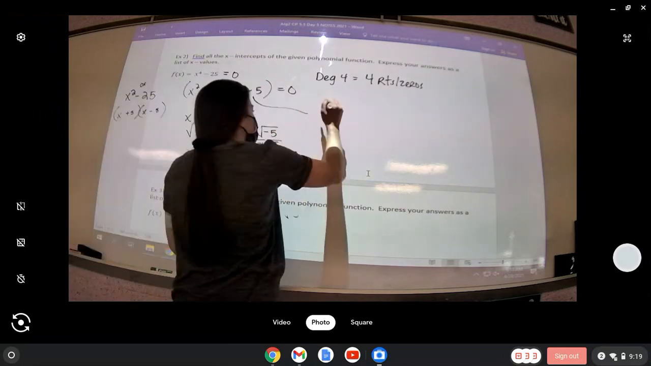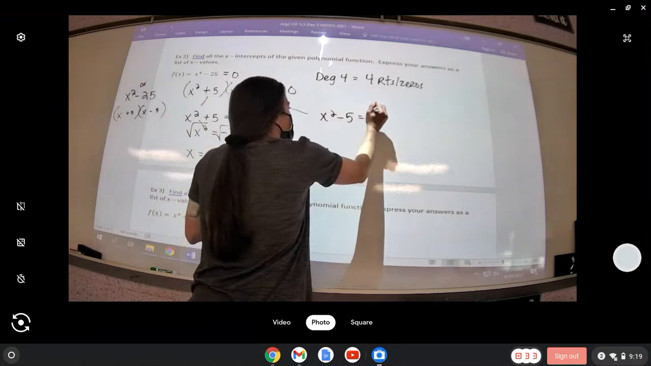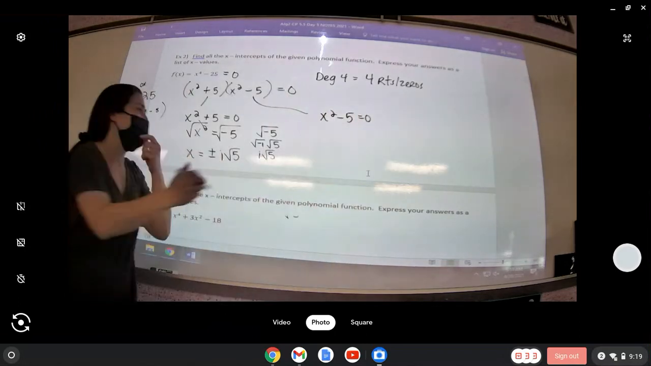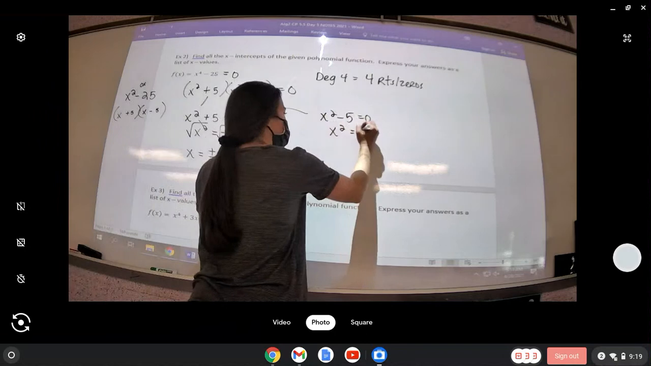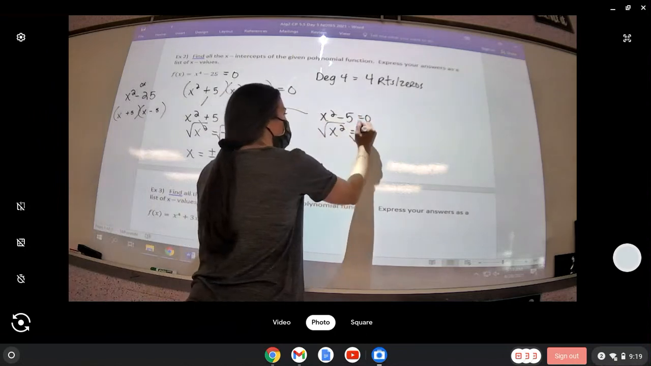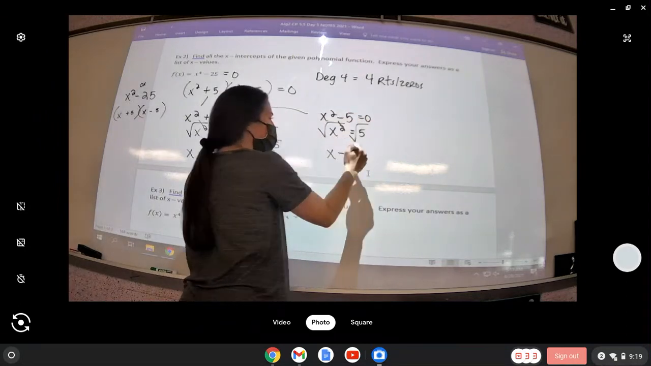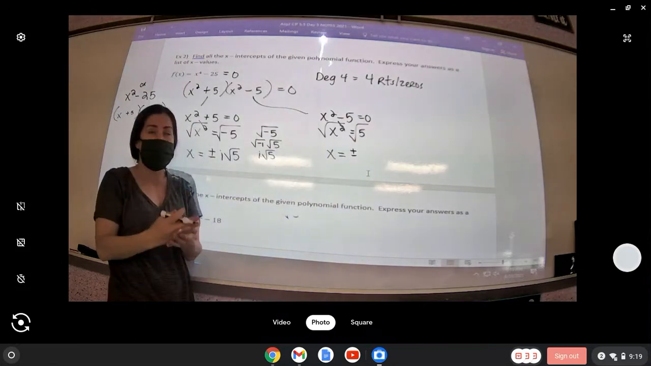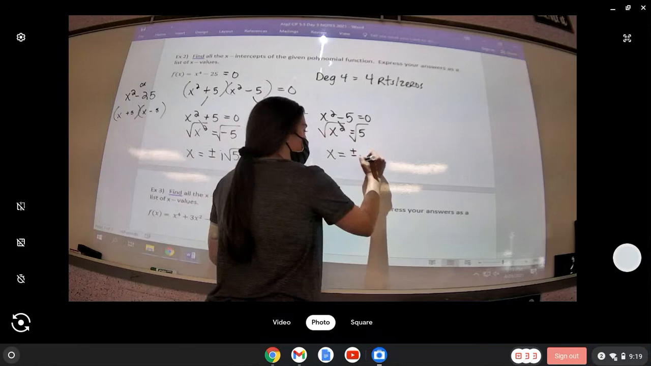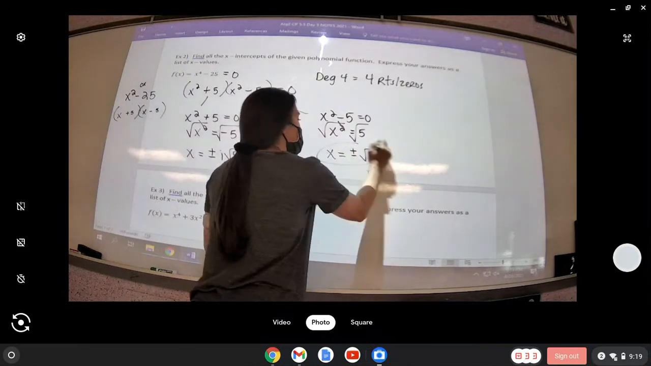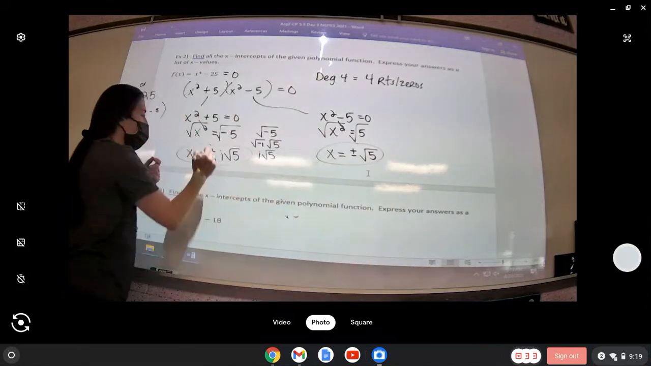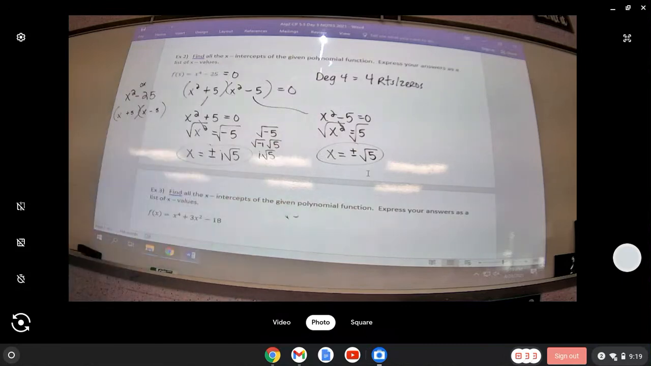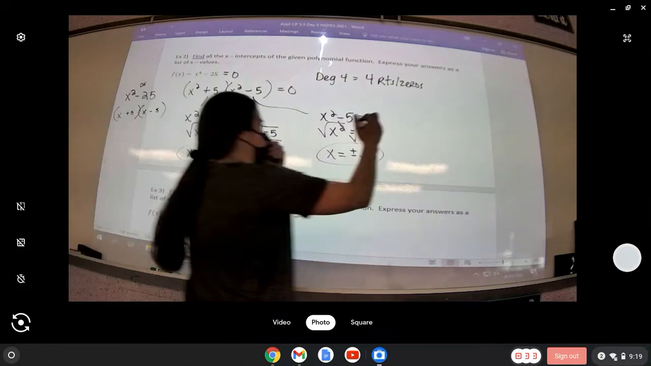All right, let's set this factor equal to 0. We're going to add 5, so this one's much better. We get x squared equals 5. Square root both sides, and you get x equals two answers, plus or minus. The square root of 5 cannot be simplified, so it's just the square root of 5. And there are your 1, 2, 3, 4 roots, zeros, or answers. Now let's get our x-intercepts.